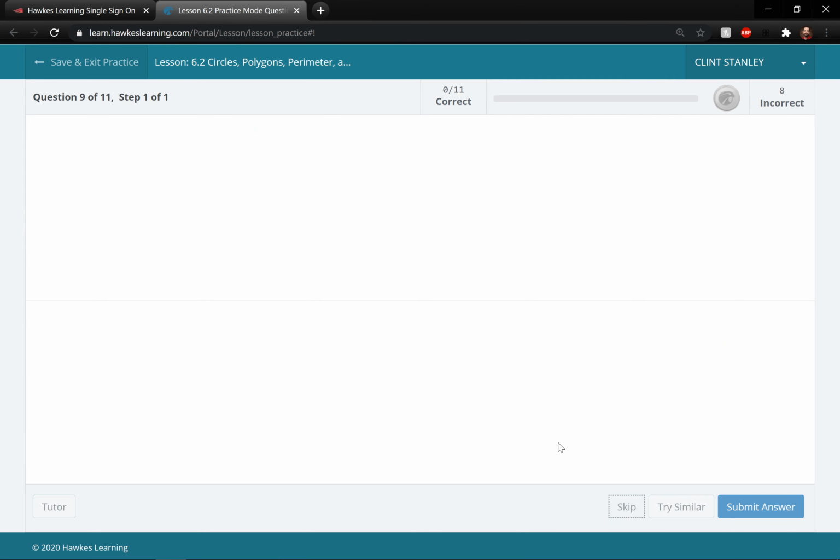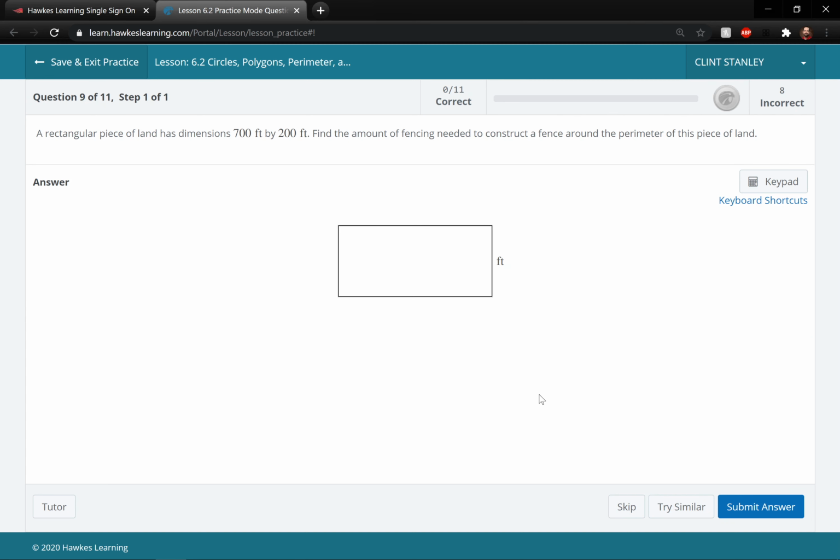All right, so this one, we have a rectangle. We want to figure out how much fencing we need to go around to get the perimeter. So since it's a rectangle, it says it's 700 by 200, so it'll be 700 plus 200, and then what about the other two sides? They're also going to be 700 and 200, so 700 plus 200 plus 700 plus 200. And just add them all together.